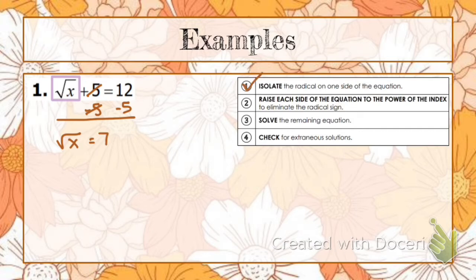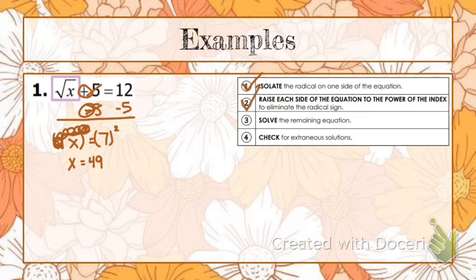So we have isolated. Now we want to raise each side of the equation to the power of the index to eliminate the radical sign. Remember that the index is the little tiny number right here. And when it's not there, it's understood to be a 2. So we are going to square both sides of the equation. Just like whenever we had addition and we undid it with subtraction, those are called inverse operations. They undo each other. The square root and squaring something are also inverse operations and also undo each other or cancel each other out in some way. So when you take the square root of x and square it, you just get x. The radical goes away and the exponent goes away. And then 7 squared is equal to 49. So we got x equals 49.